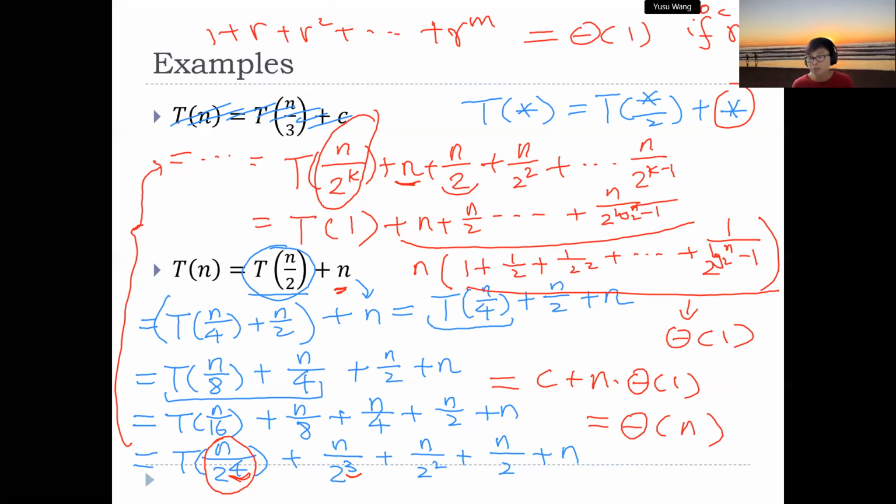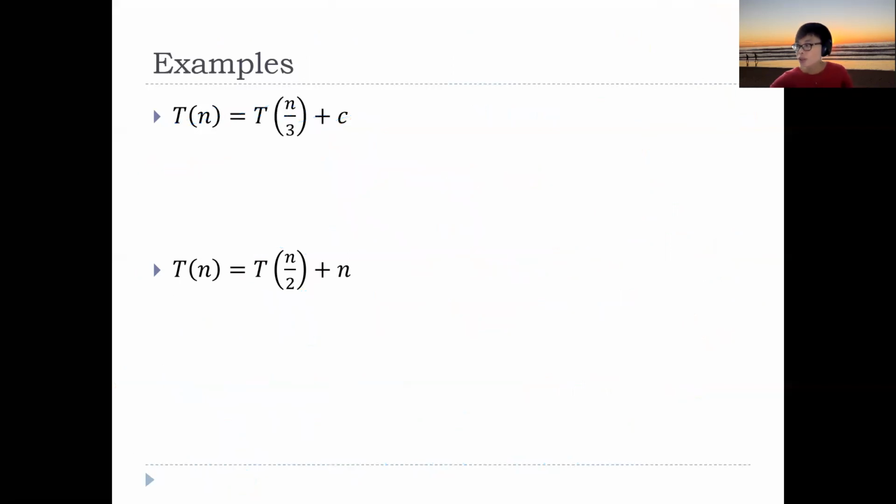Okay, so in this case, r equals 1/2. Even though you have many terms, a logarithmic number of terms, they decrease so fast that when you sum them all up, it's still only bounded by a constant, the biggest one here. So the solution for this is linear.